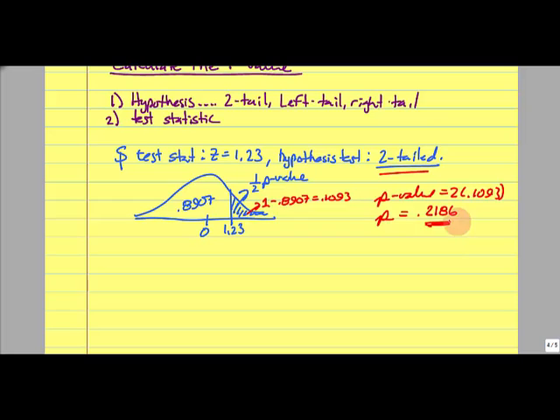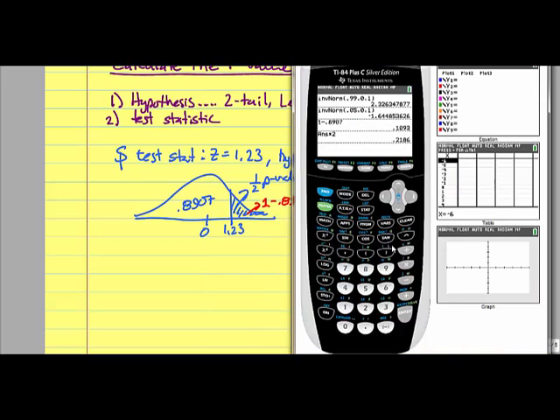We have to be pretty careful about how we find these values. We can use our normal tables as well as our calculator. For our calculator, we'd go second DISTR, look up normalcdf, and then our lower would be negative infinity, or close to like negative 100,000. My upper would be this 1.23.